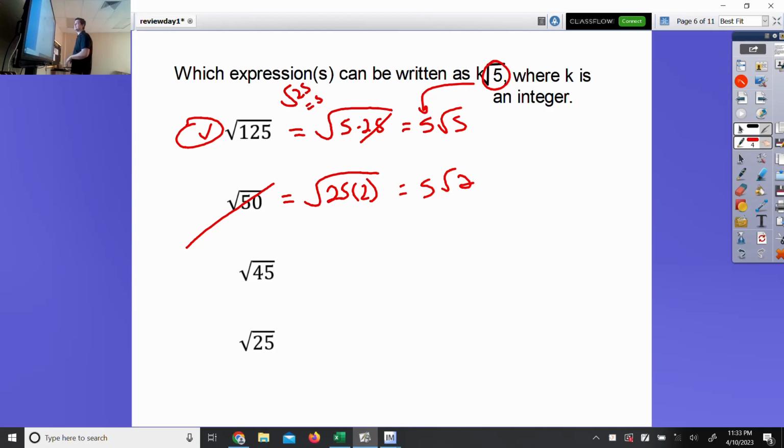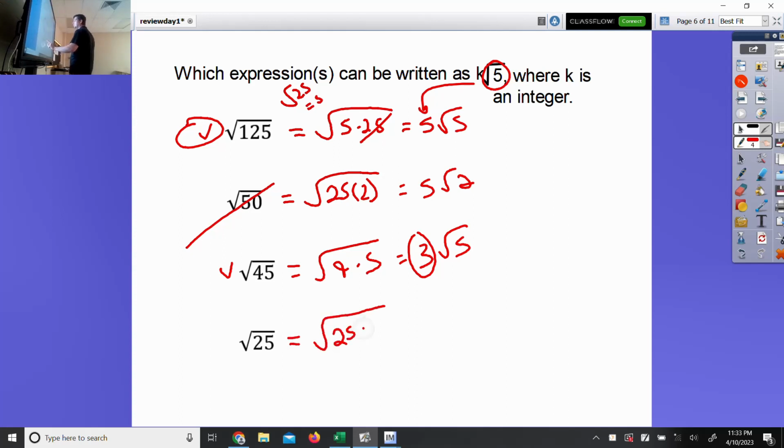Very good distractor. Root 45 would be root 9 times 5. This is a winner chicken dinner. The square root of 9 is 3. So there we go, got the root 5. That one. And root 25, oddly enough, yes. Root 25 can be thought of as root of 25 times 1, which becomes 5 root... oh, no, it's not. That's a gone. Sorry, having a brain fart there. So it was A and C.